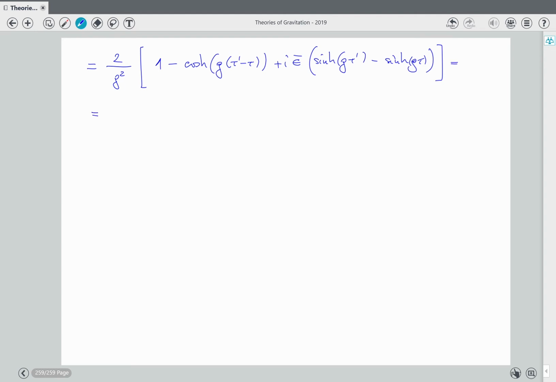Another way to write this, another formula: 1 minus cosine is a sine squared of half of the argument. So hyperbolic sine squared of g tau prime minus tau divided by 2. And well, it's the usual formula for the sines.